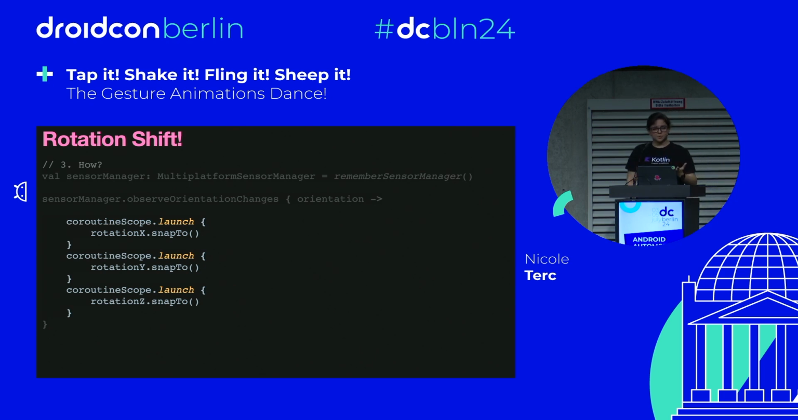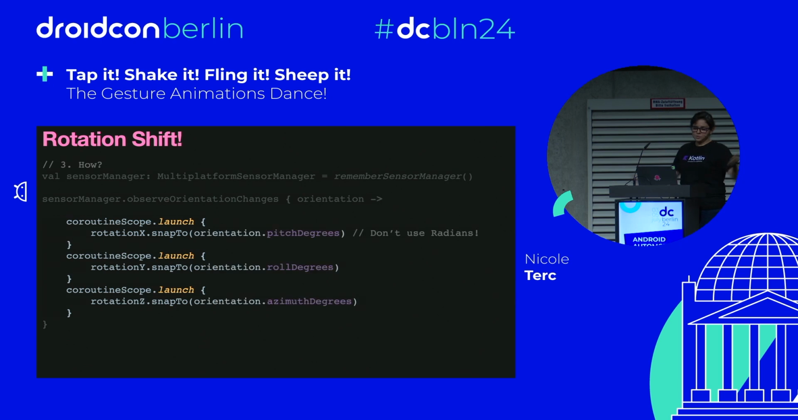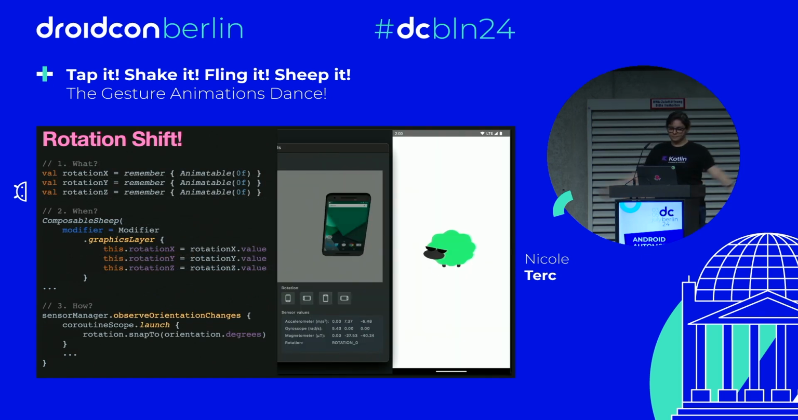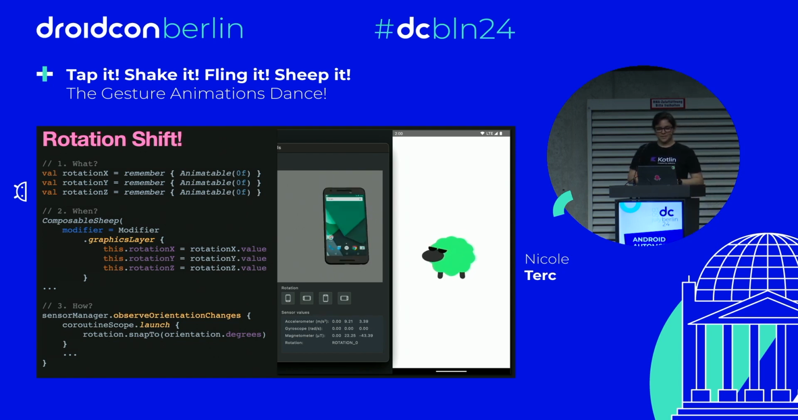Again, I'm using a snap-to because I want to mimic exactly the rotation. I don't want any delay. And I'm just going to pass the values from the orientation. Important thing here, remember to use degrees because all your sensor data is in radians. Just make sure you change them correctly. And that's it. With these lines of code, we already have a rotation shift. Cool.